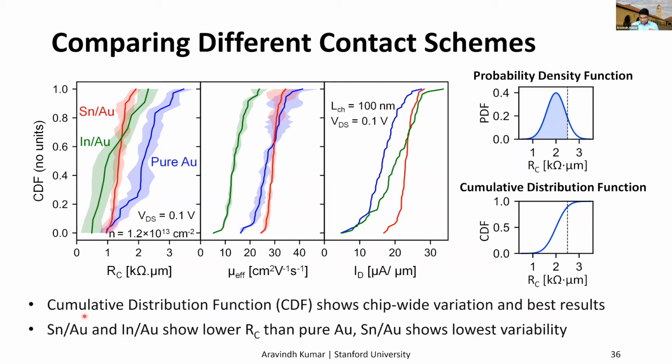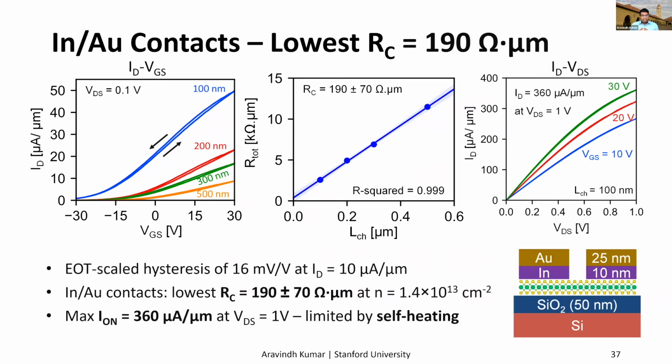So we take a look at this best TLM, and that had indium-gold contacts. The ID-VG dual sweep curves shown on the left show really very minimal hysteresis. And the lowest contact resistance we obtained was about 190 ohm micron, which is among the lowest reported on monolayer MoS2. And the ID-VDS on the right shows a high drain current of 360 microamps per micron at 1 volt VDS. And the nonlinearity here indicates that the conduction is limited by self-heating.